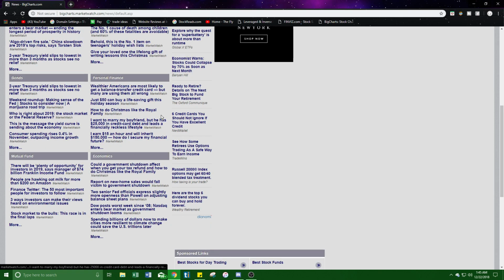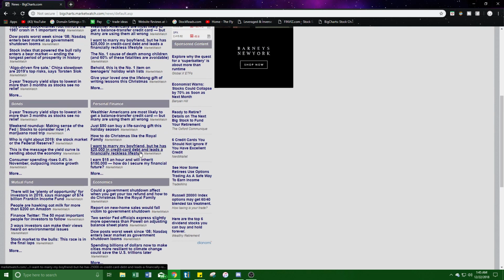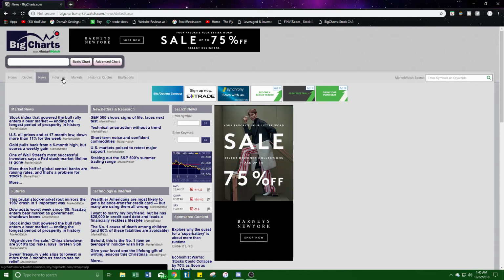Since this is owned by Marketwatch, all you're going to get to see is news from Marketwatch. It'd be pretty cool if it had Yahoo Finance and other sources of news from different websites. Marketwatch is a good, reliable news source for getting the news about the market and about anything that's going on in the world. Next up, let's go to industries.